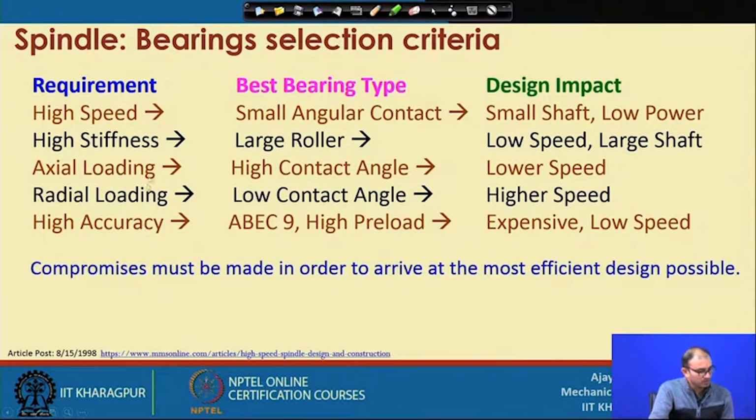Now, you can see that many of these things are not in the same trend. That means, if you increase one thing, you have to decrease the other. So, compromises must be made in order to arrive at the most efficient design possible. You have to find how you can extract the maximum benefit out of these things, and always see what your requirement is, which bearing you are selecting, and what is going to happen with your design. If you are going with a high RPM, then you have to go with the radial option, and you can again go with the other one for high speed. So, by this table you can finalize which type of bearing is more suitable for your application.